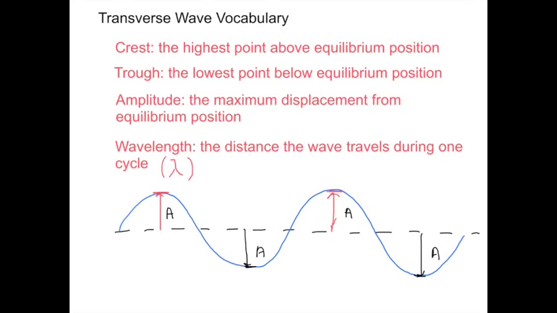Finally, we have the wavelength, which is defined as the distance that the wave travels during one cycle. In this case, the wavelength would be from this peak to this one. That's one complete cycle. And that's expressed using the variable lambda, which is sort of this little swirly shape that I've drawn for you. So those are the measurements that we'll use most commonly when we're looking at transverse waves.